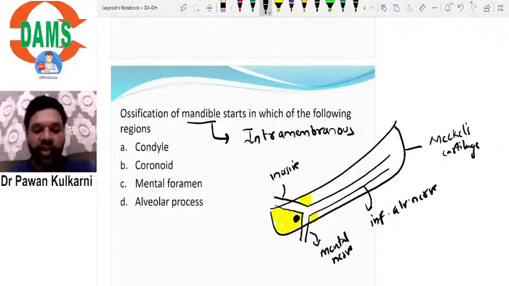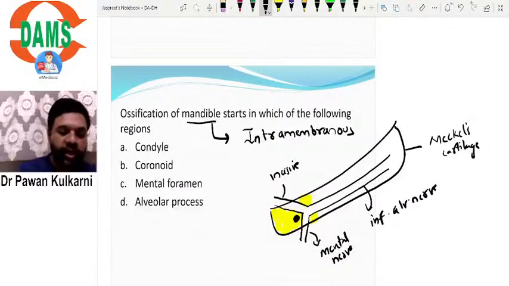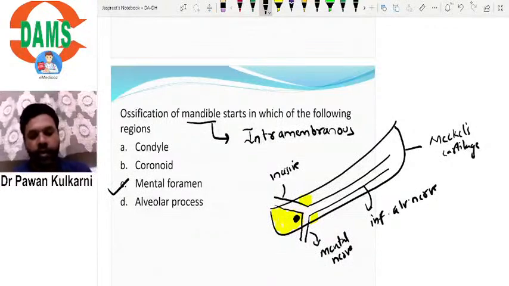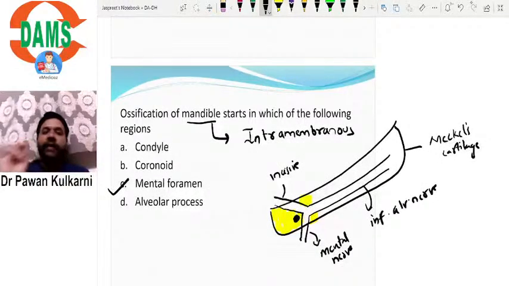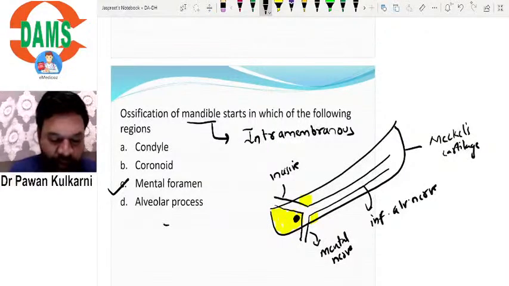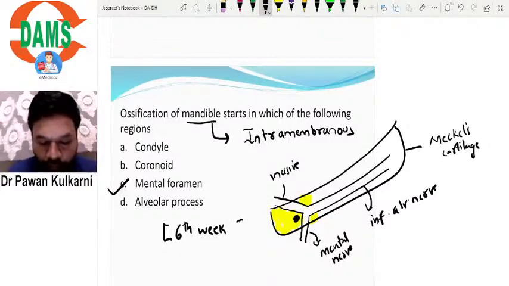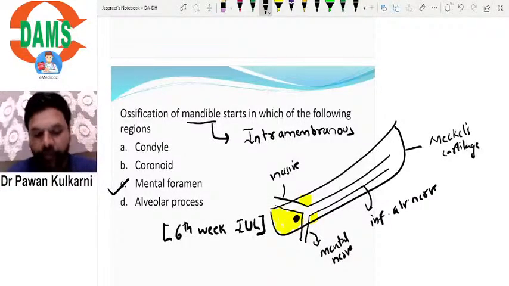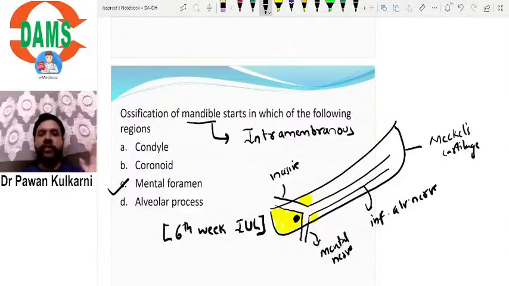So the first ossification that takes place is in the region of the mental foramen. So it starts here. What you have to remember is that Meckel's cartilage will be there, with a membrane around it. Where the inferior alveolar nerve divides into the incisive and mental nerve, there the first site of ossification will appear. Remember, the first site of ossification occurs in the 6th week of intrauterine life.